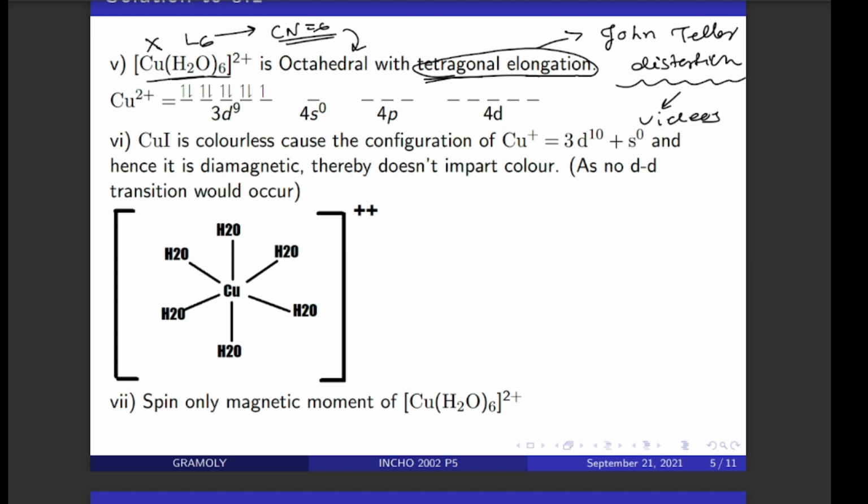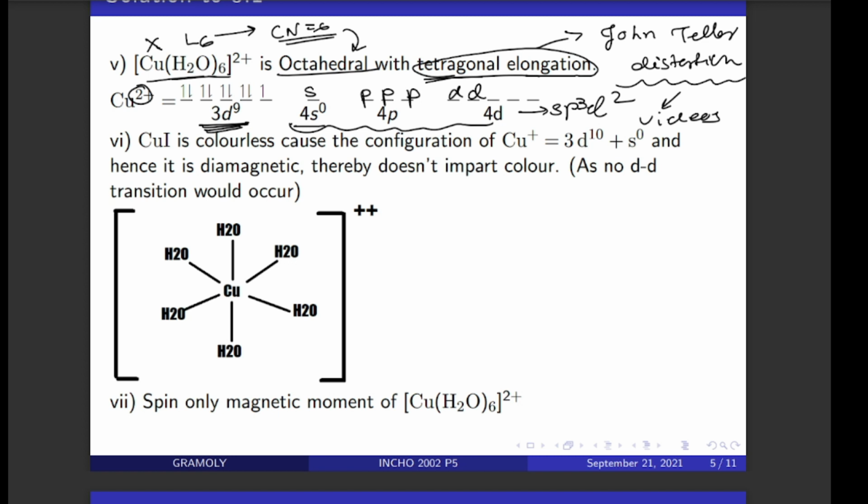So let's comment on the electronic configuration. As Cu2+ is given, it would be 3d9 4s0, and the orbitals participating in this hybridization would be one s, three p, and two d. So this would combine and give us sp3d2.